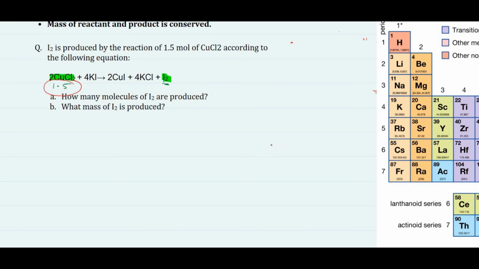After we have that, we know that it was 0.75 moles, so it is times 254. On calculating 0.75 times 254, we get our answer: 190.5 grams.